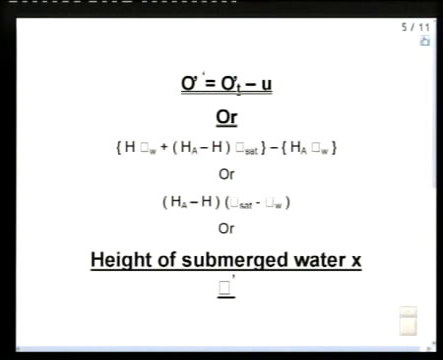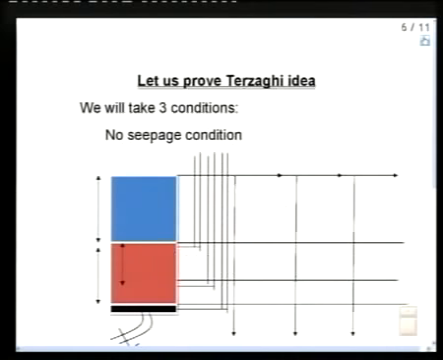You know this. Effective stress equals the height of submerged soil. This is soil. Height of submerged soil multiplied by gamma effective or gamma prime. Gamma effective or gamma prime is gamma saturated minus gamma water. You should remember this, okay? You don't need to make any mistakes here. Now, let us prove Terzaghi's idea.